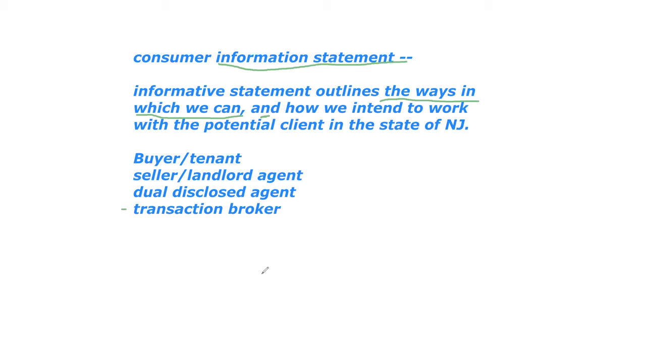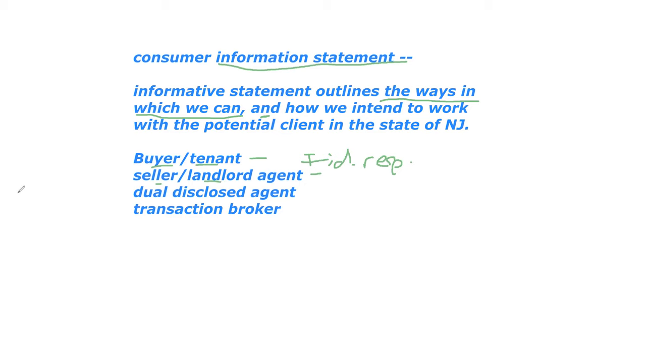And I'm going to go into each one, touch on each and how they pertain to New Jersey. Some are going to be very simple. Some are going to be more convoluted. But all of these are legal ways in which you could work with a client in the state of New Jersey. So here is the situation. Buyer agent, tenant agent, landlord agent, seller agent. You owe the fiduciary responsibilities to whoever it is, a buyer, tenant, seller, landlord. And that is your client.